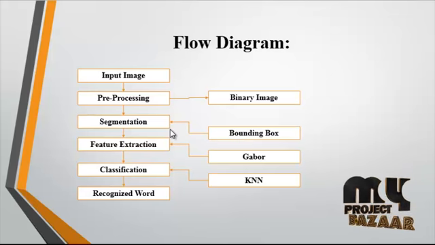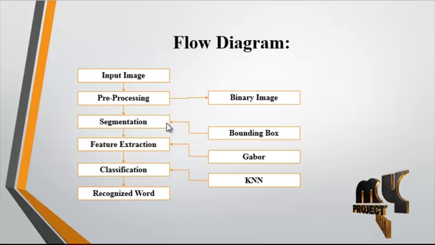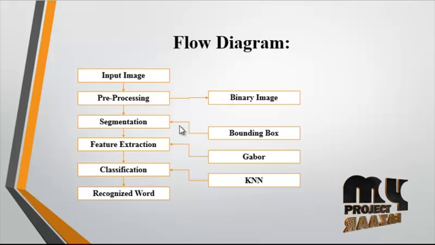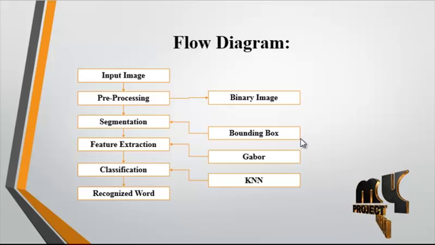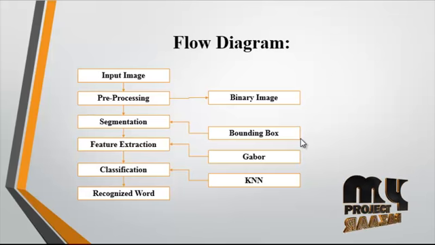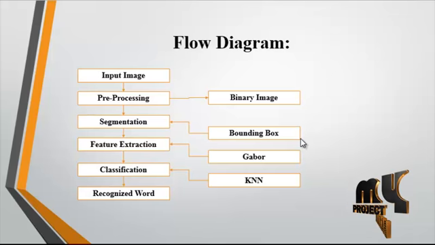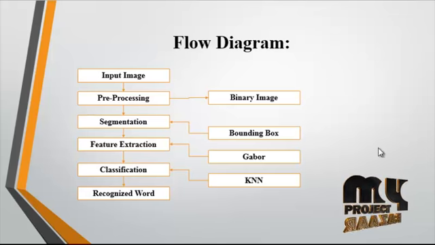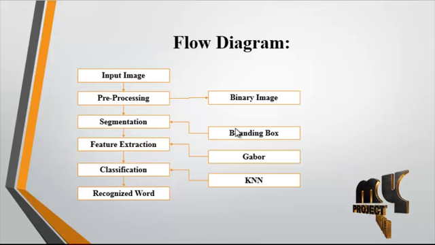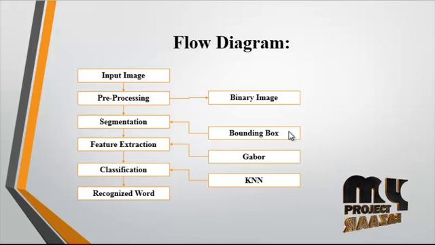After the preprocessing, the segmentation is carried out. In the segmentation part, we apply a bounding box. A bounding box is nothing but a box which is overlaid on each and every letter present in the word. After applying the bounding box, the area of the bounding box is cropped using the cropping tool.